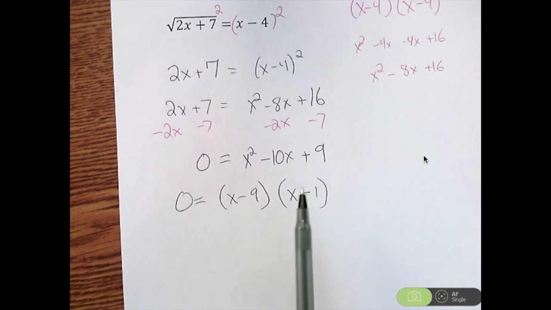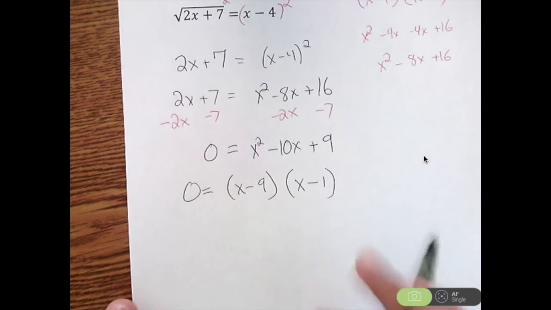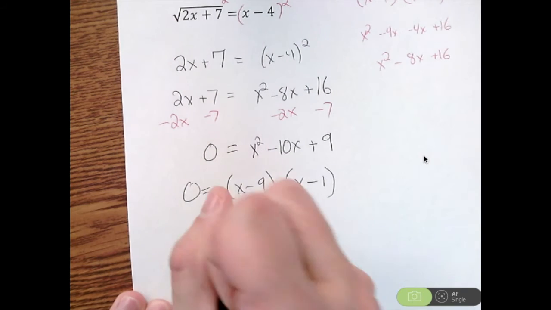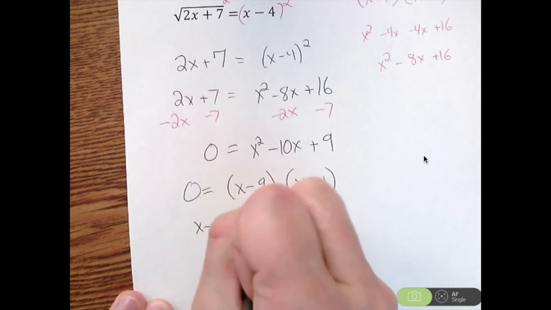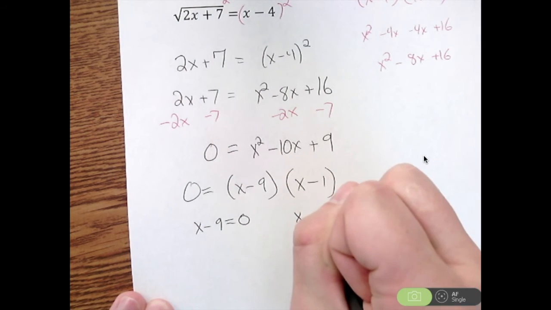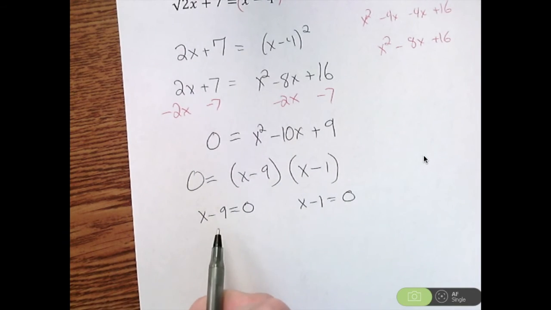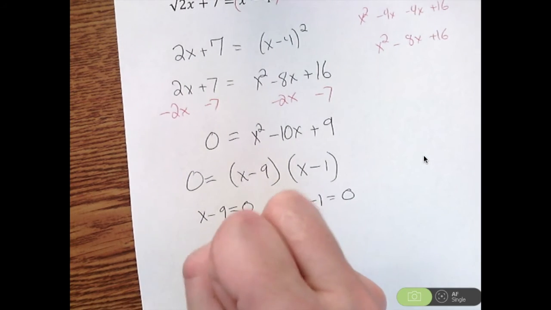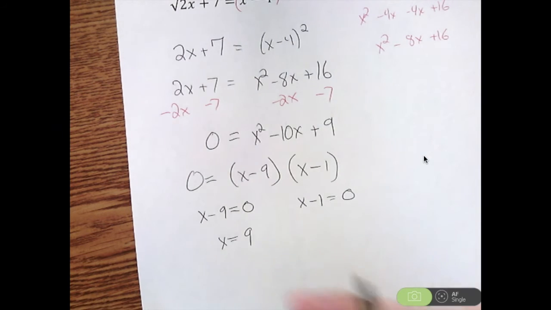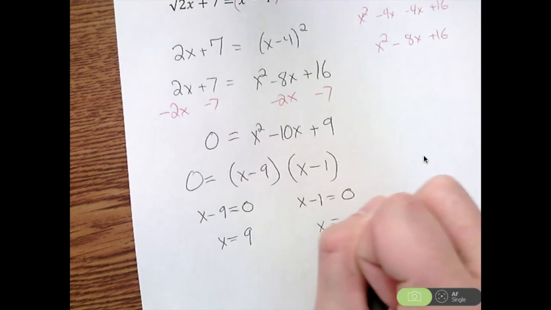So if I'm solving by factoring, the first step was to factor, and then once you're factored, take each factor, so one of my factors is x minus 9, set it equal to 0, and solve. So I have x minus 9 is equal to 0, and x minus 1 is equal to 0. When you solve this, you're going to get x equals 9. Great. And solving this one, we get x equals 1.